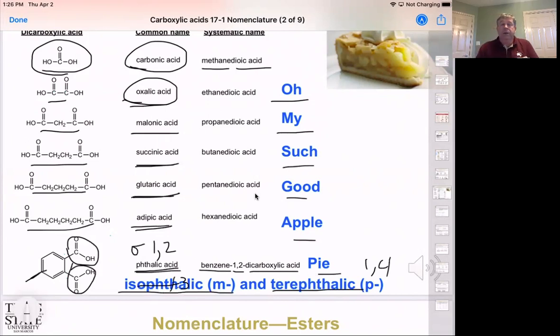Okay, so what I'm going to do is I'm going to stop this here, and then I'm going to go for chapter 17.1, part B.